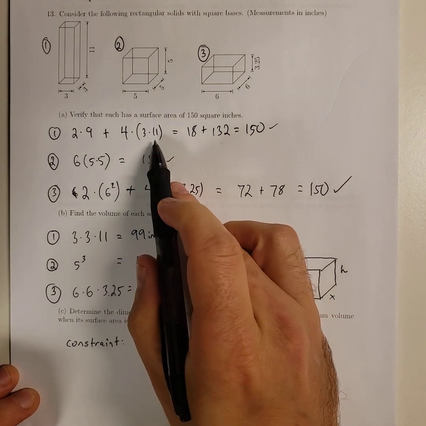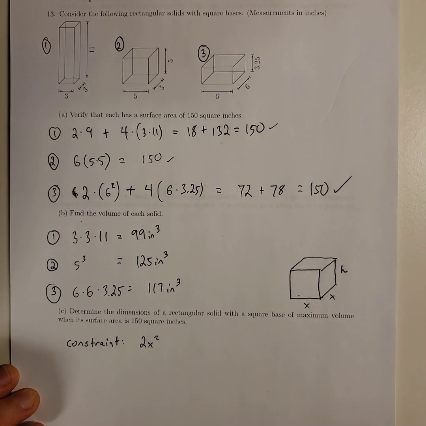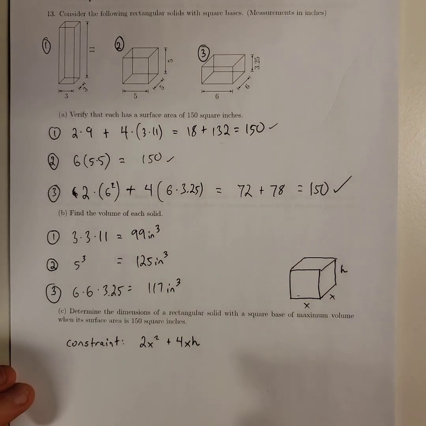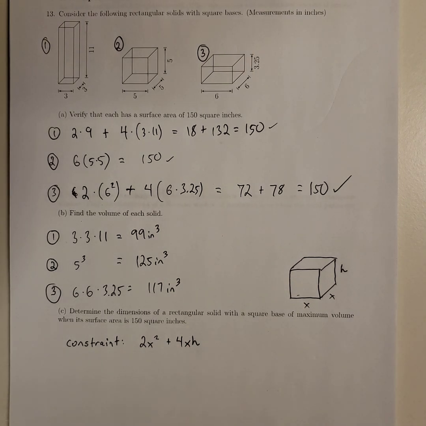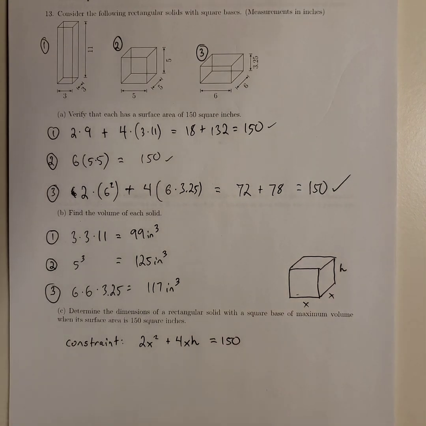And then you had 4 of these side rectangles. So in this case, it would be x by h. So you had 4xh that you had to add to that. So this expression represents the entire surface area. And this needs to be 150. So that's what we call the constraint equation.